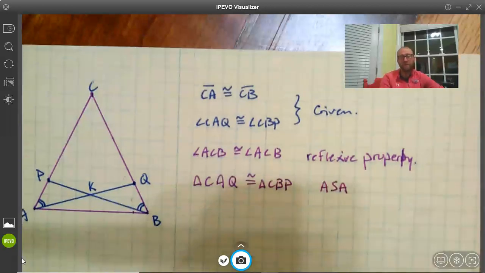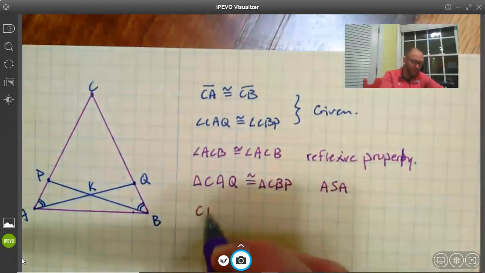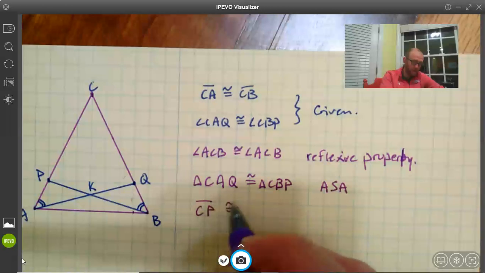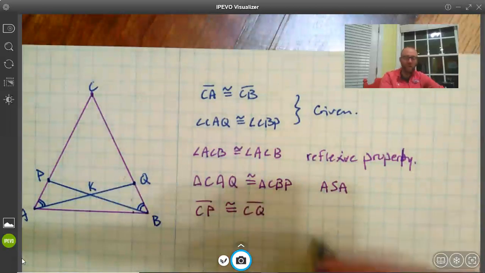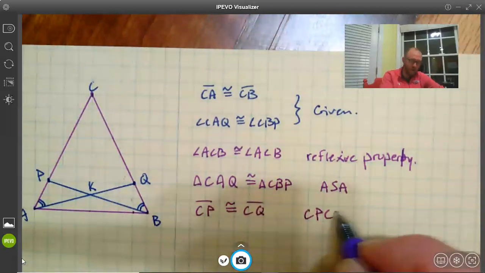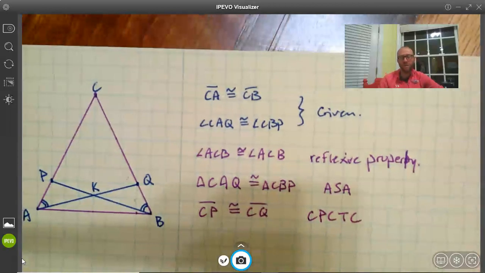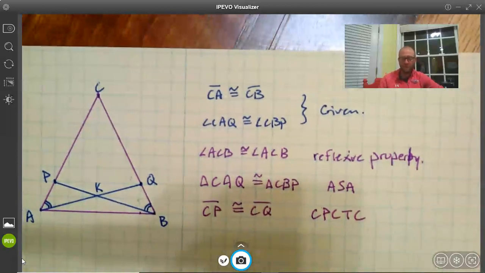Now that I know these two triangles are congruent, I know that these two parts of the triangles, CP, must be congruent to CQ. Right? Because corresponding parts of congruent triangles are congruent. Okay? So again, the trick here was to find a pair of triangles that are congruent, prove they're congruent, and once we know that they're congruent, any corresponding parts of those two triangles are also congruent.